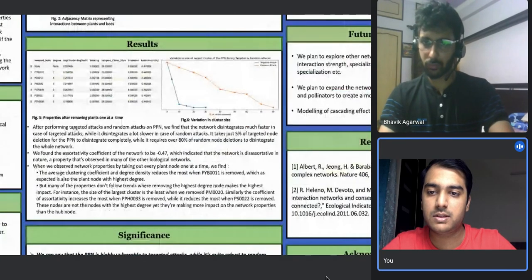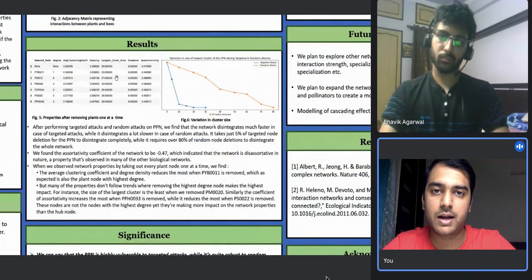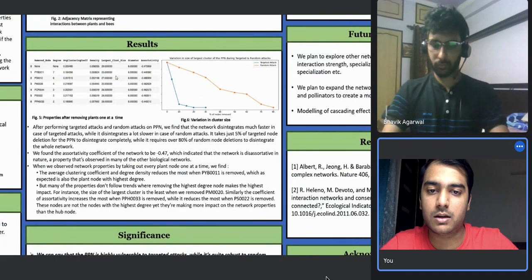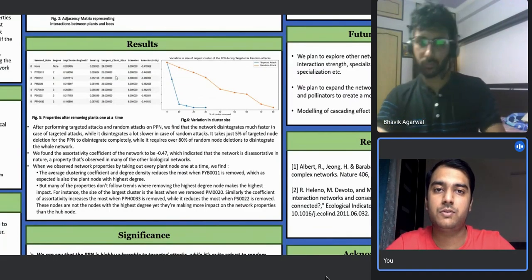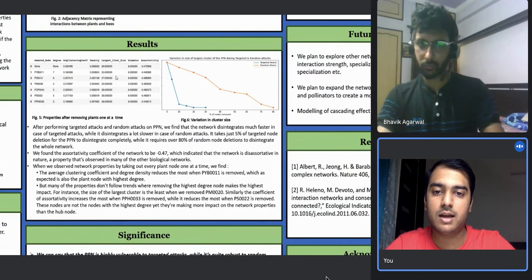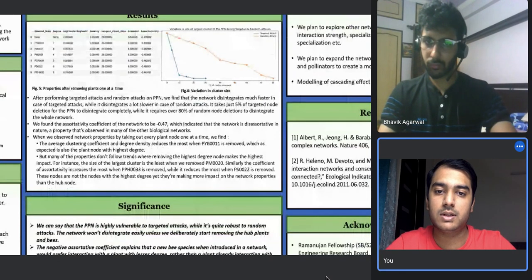The first result was that after we performed targeted and random attacks on the PPN, we found that it takes just 5% of targeted attacks on the nodes to disintegrate the whole network, and on the other hand it takes over 80% of random attacks on average to disintegrate the whole network.